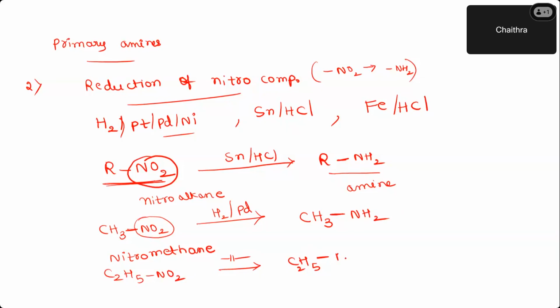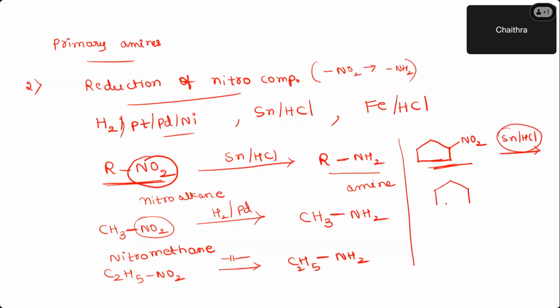Yes, C2H5NH2. So this is nothing but ethylamine, right? So one more example I will write here. You identify the product. This is cyclopentane, and now I have attached an NO2 group. The nitro group is there, and the cyclopentane ring is there. This is tin in HCl, which also works as a reducing agent. Now you just convert that NO2 group to NH2. You get what? Cyclopentanamine.